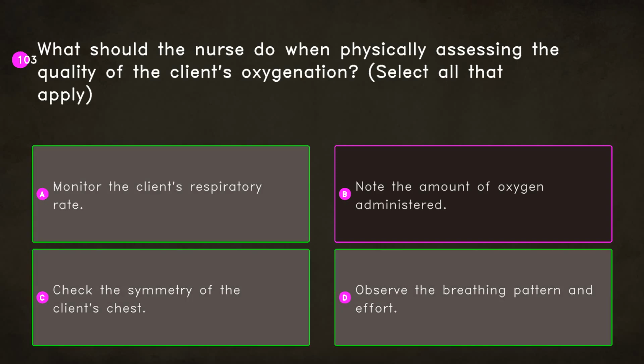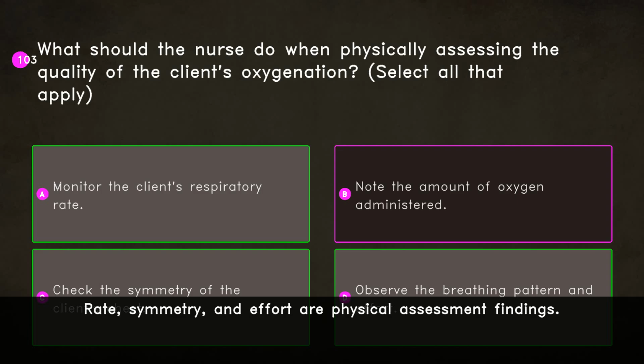The correct answer is monitor the client's respiratory rate, and check the symmetry of the client's chest, and observe the breathing pattern and effort. Rate, symmetry, and effort are physical assessment findings.